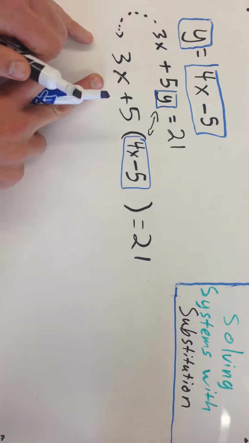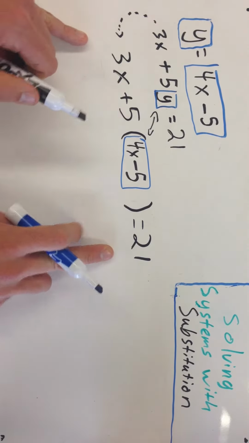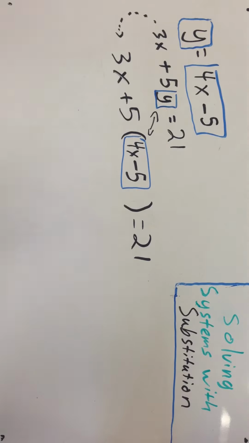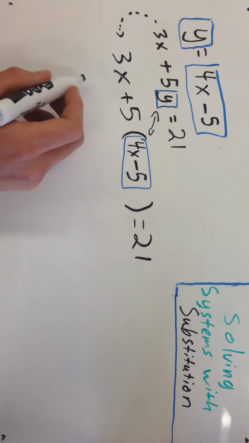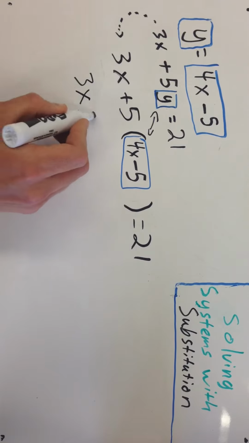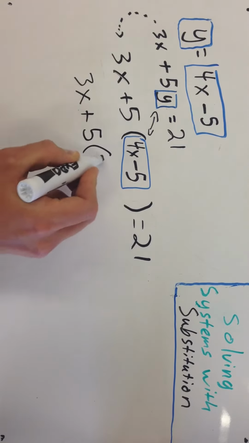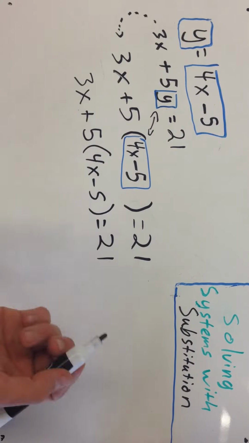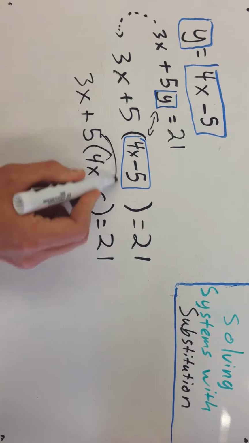So now we have an equation, and look at this. We got no more y's. We got an equation with only one variable, x, which is perfect for us, right? Because from here, we can solve. As long as we have one variable, we can solve every time. So I'm going to just rewrite this for a little bit more clarification here. That's 3x plus 5 times 4x minus 5 equals 21. We just got to make sure we're nice and orderly when we're solving this.